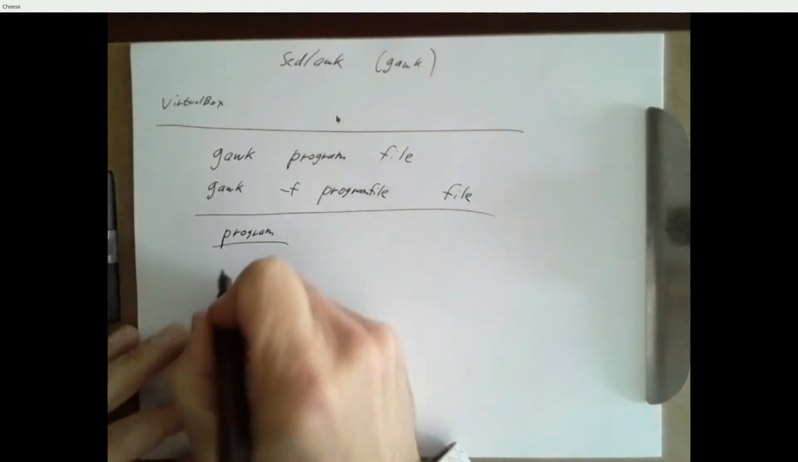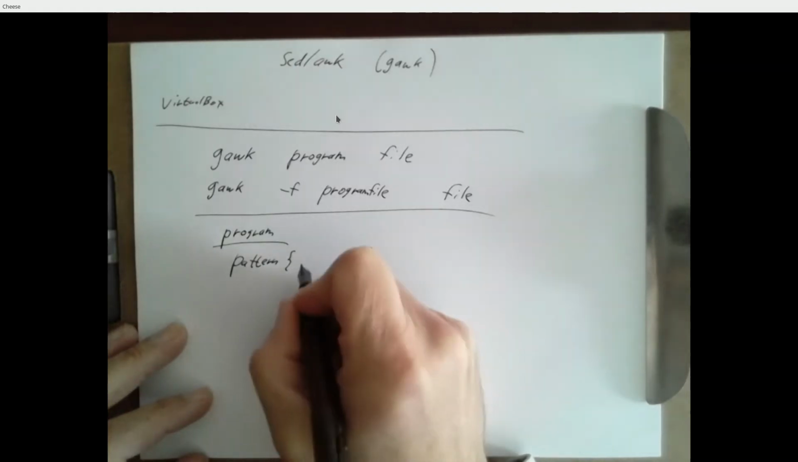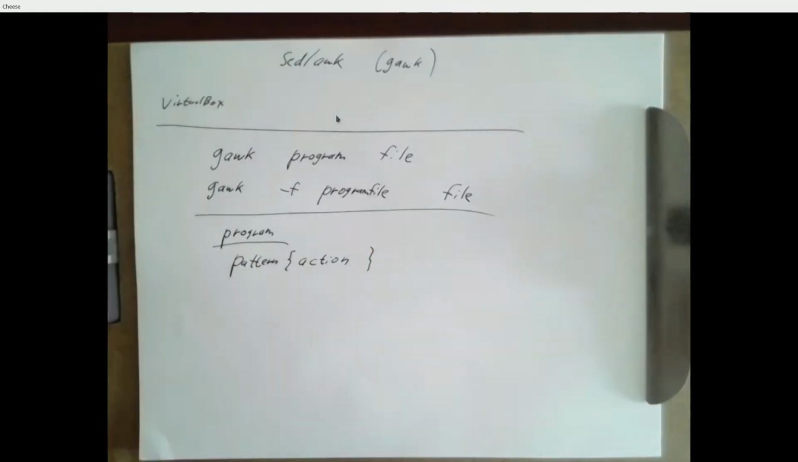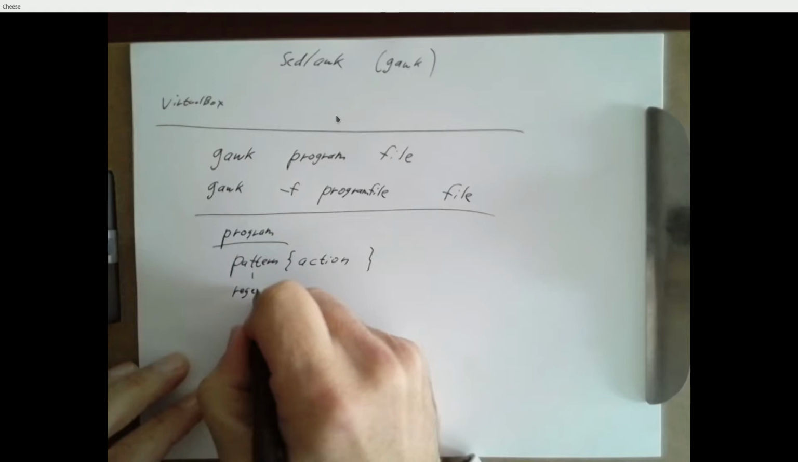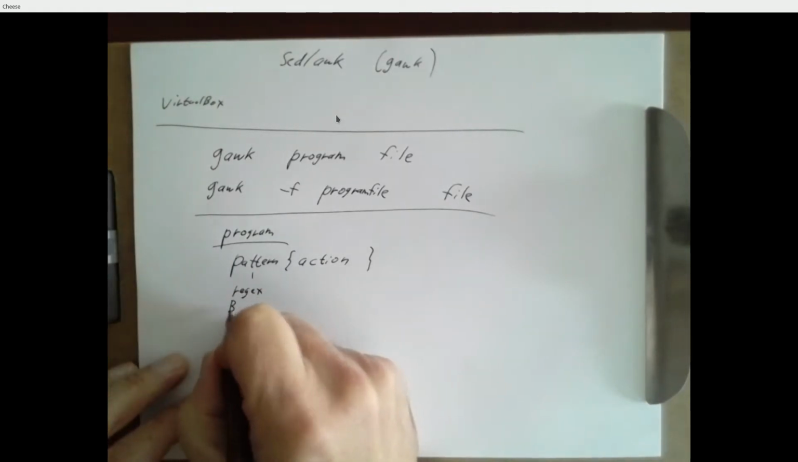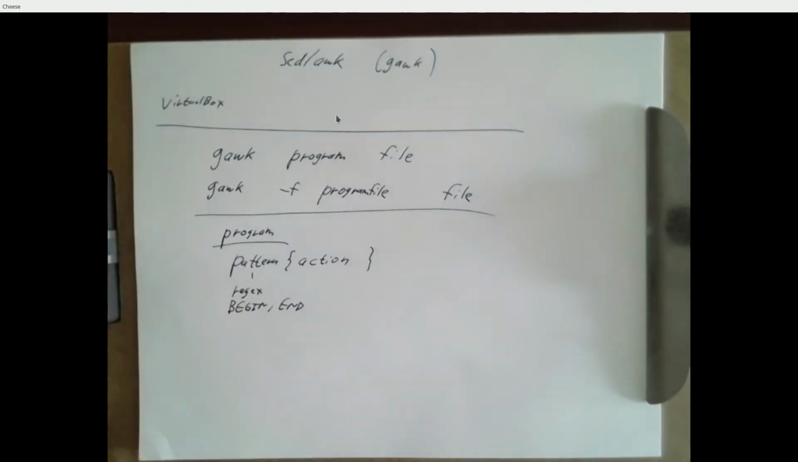So a program is basically some sort of pattern, and then inside curly brackets, some list of actions that we want to perform if that pattern matches what we just saw in the file. And a pattern could be a regular expression. Or it could be a keyword like begin or end. Begin is just a special pattern that always matches in the beginning of a file, end always matches at the end of a file.